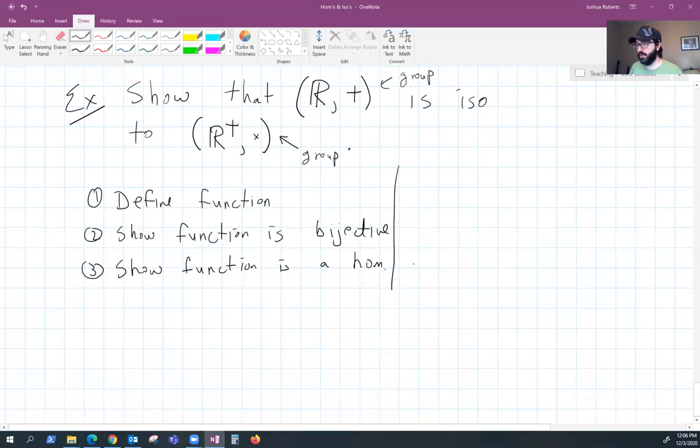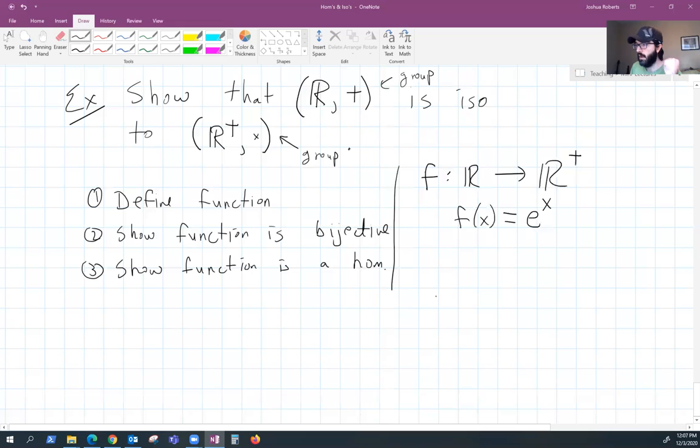So what function do I use here? I'm going to define a function f from the real numbers to the positive real numbers by saying that f of x is going to be equal to e to the x. Just exponentiation. That's all I have to do.